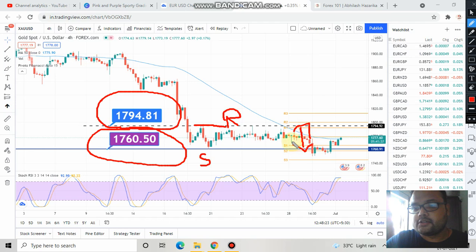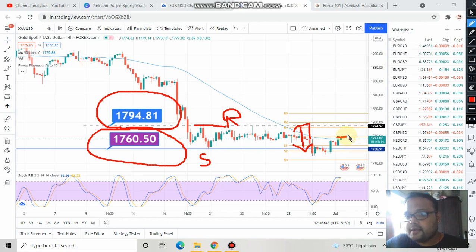So what should be the strategy then? The strategy is simple: buy at support and sell at resistance. The same whole theory. And right now you can see that the market is trading in the middle, at 1777. If you look at the portion carefully, you can clearly see that right now it is in the middle.